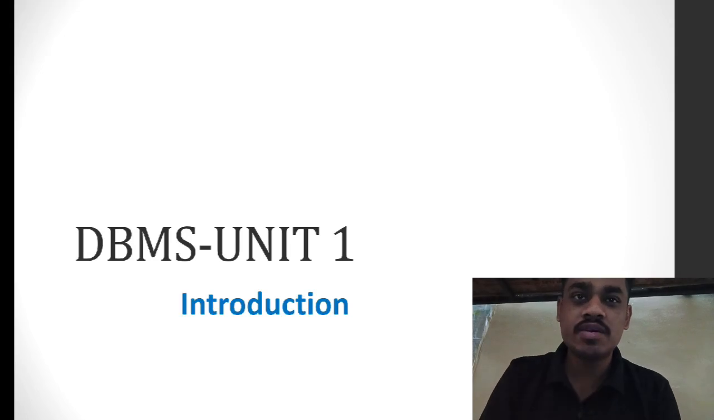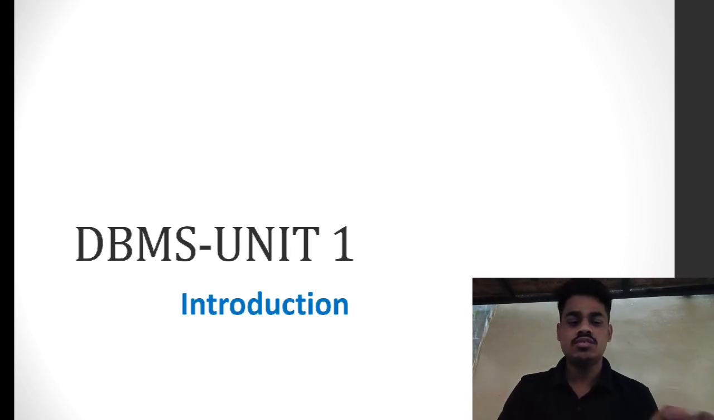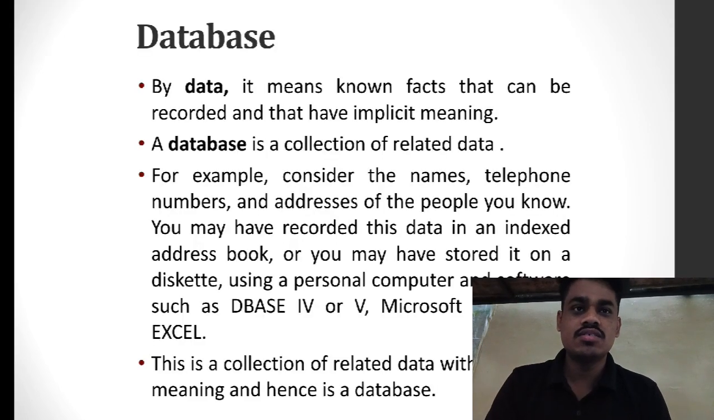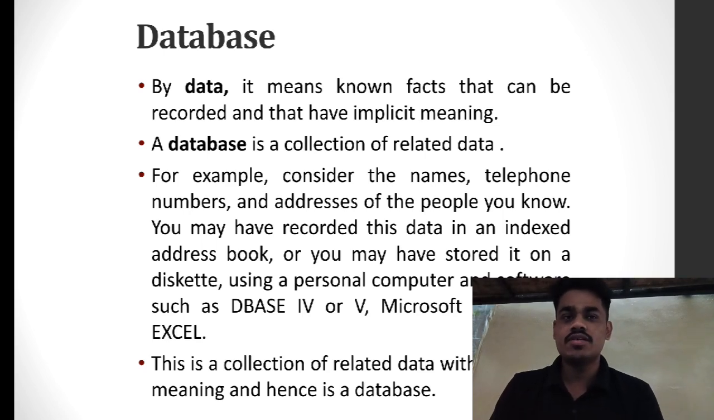So let's start with DBMS Unit 1 Introduction. By data, it means known facts that can be recorded and that have implicit meaning. A database is a collection of related data. For example, consider the names, telephone numbers, and addresses of the people you know.